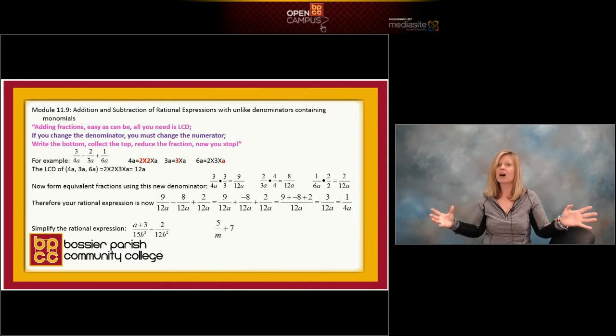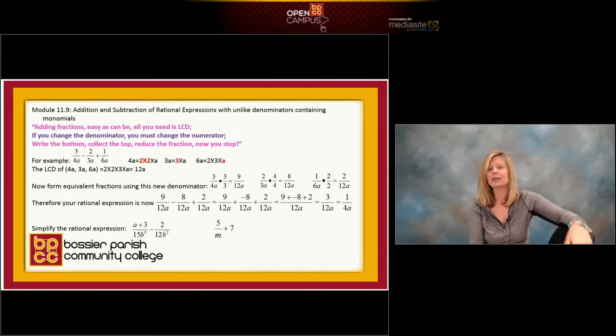It's the same rules of arithmetic, only now we're doing it with algebra. Okay, let's go to the whiteboard and try some.